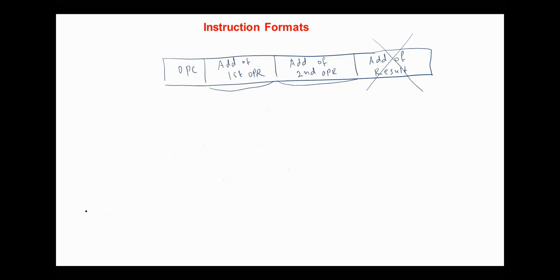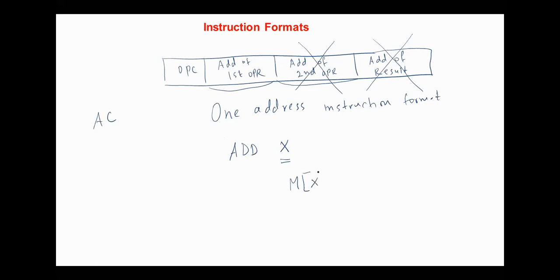We can reduce the size of the instruction by using one of the registers as an implied register for one of the operands, for example, the accumulator. In this case, we'll have 1 field for the address in the instruction, and this format is called 1 address instruction format. For example, the instruction add X. Here we have only 1 field for the address X, and according to this instruction, the content of the memory location addressed by X is added to the content of the accumulator, and the result is stored in the accumulator.